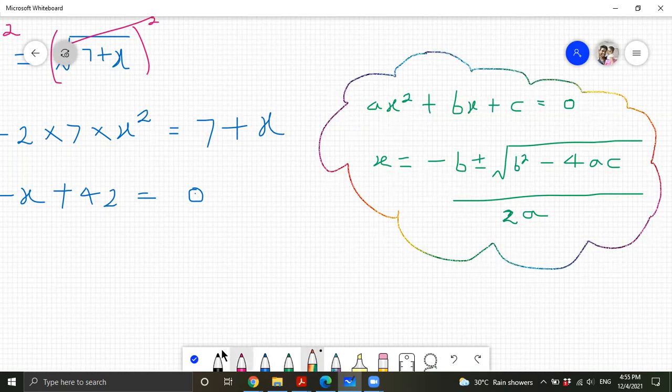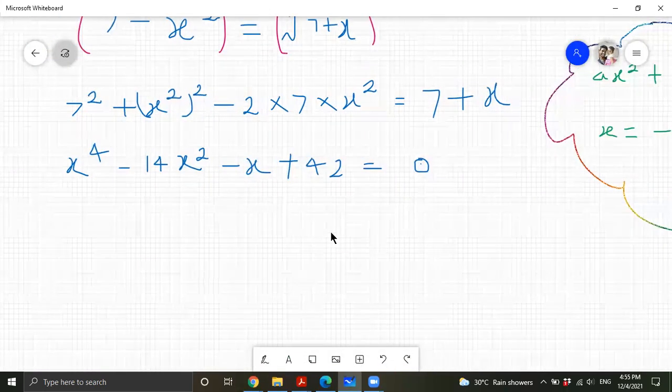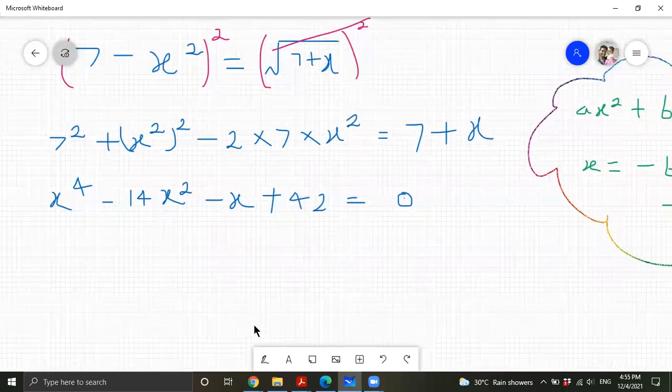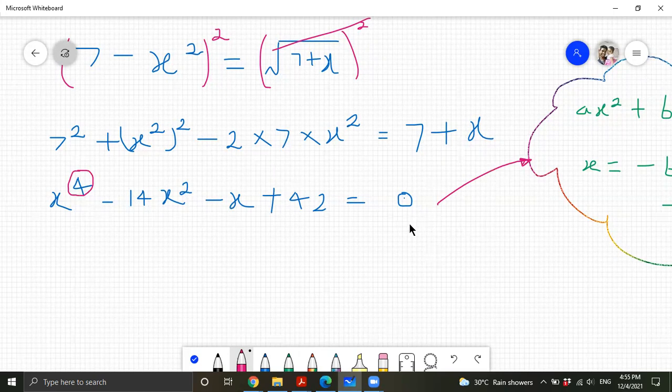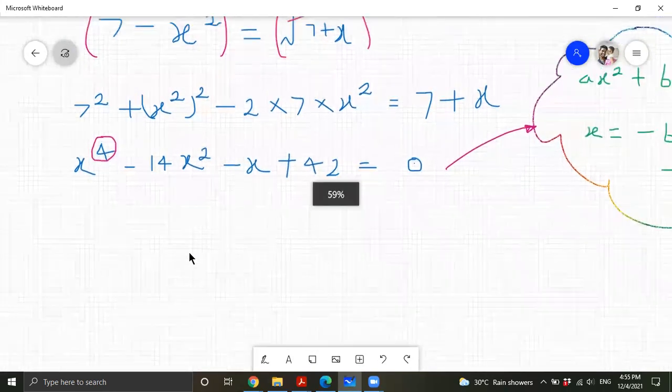Okay. But if you look at this equation, we have x to the power 4 term. Here we have x squared, x, but here x to the power 4 term. So we need to reduce it to this x to the power 2 term. So how do we do that? I'll try one way. You guys can find another way, but it's easier, I think, right?